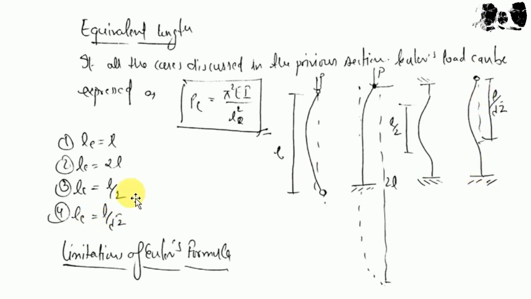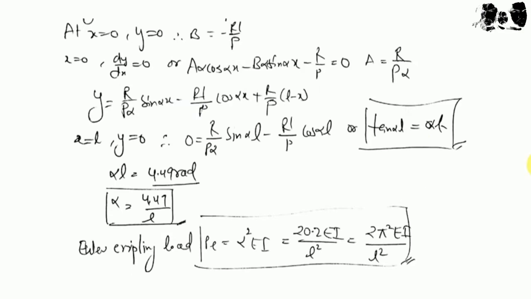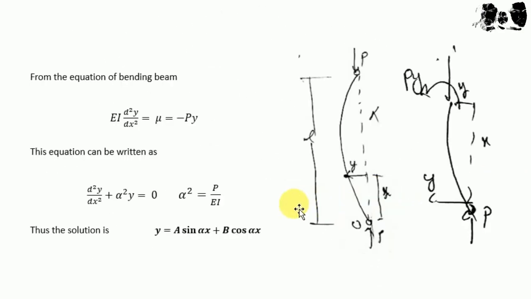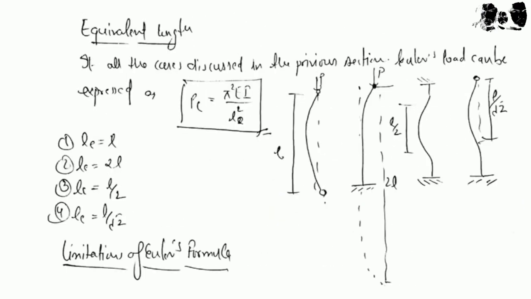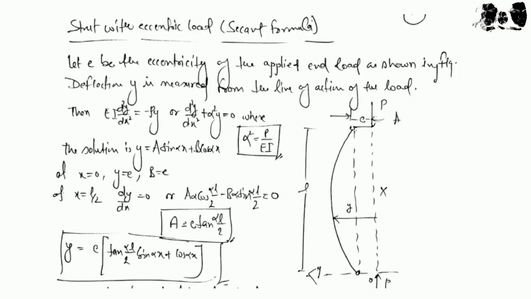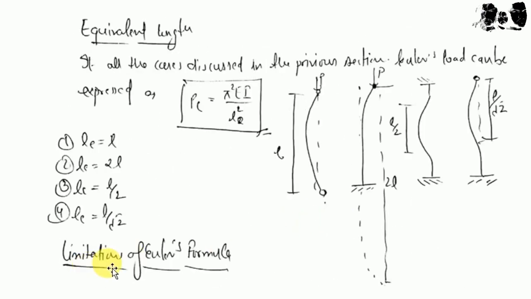By this, if in any case we put the value of effective length in this formula, then we converge this formula to its original form, as we found in the consecutive derivations. Okay, then we have the limitations of Euler's formula. These are basically known as Euler's formula. Okay, then the limitations of Euler's formula.